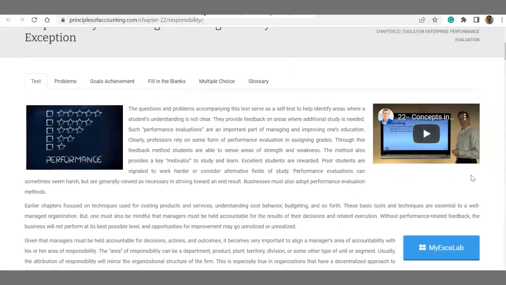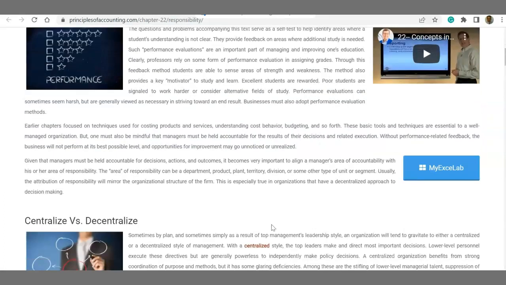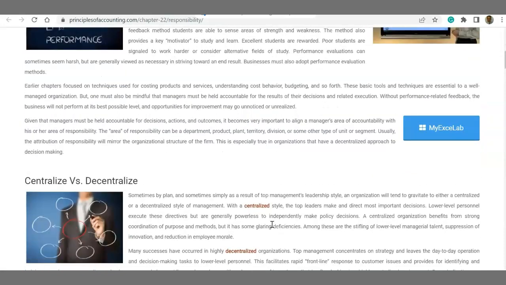And the good thing is on every page, normally we have a lecture video, which you definitely need to watch, and read the book.